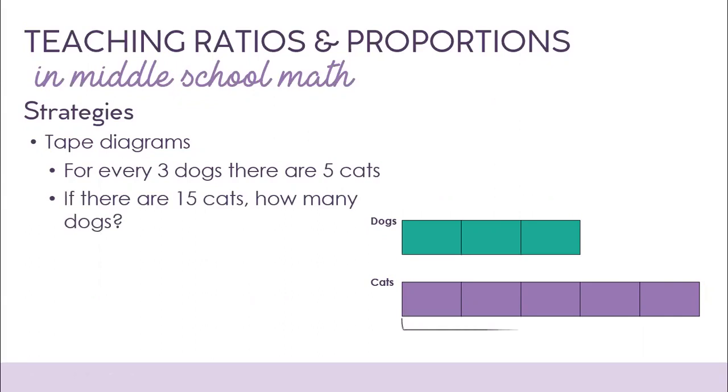Now, if we take our 5 blocks for cats and we say we know that is now worth 15, then we can take those 5 blocks and split them up and find that each one is worth 3. So we've got each block represents 3 cats, and that would be the same for the dogs. And so that would lead us to the fact that we have 9 dogs if we have 15 cats.